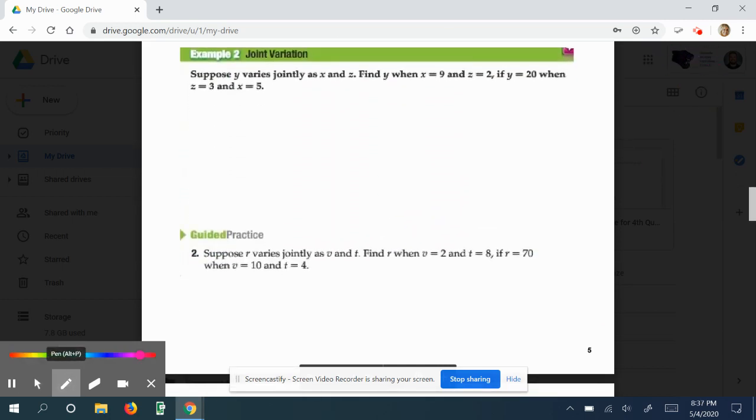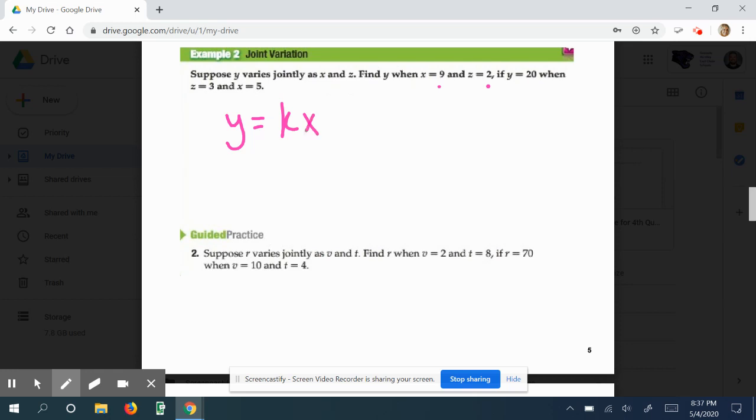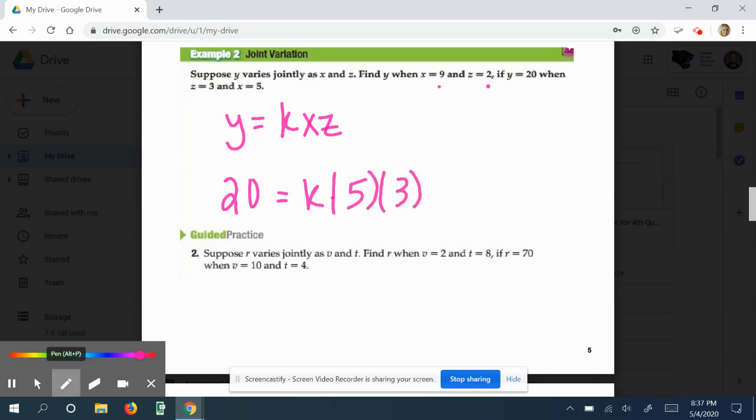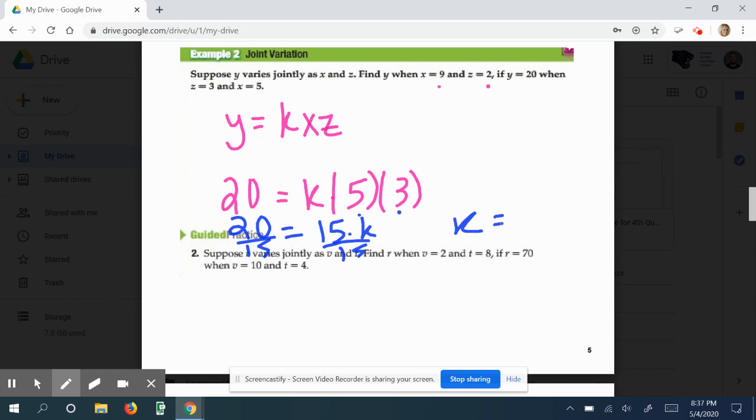All right, let's look at an example. Example 2 says, suppose that y varies jointly as x and z. Find y when x equals 9 and z equals 2 if when y equals 20, z equals 3 and x equals 5. So we'll set up our problem. We don't know what k is, but we know that x equals 5, and we know that z equals 3, right? And so to simplify, we say 20 is equal to, well, 5 times 3 is 15 times k, right? Divide by 15, divide by 15.